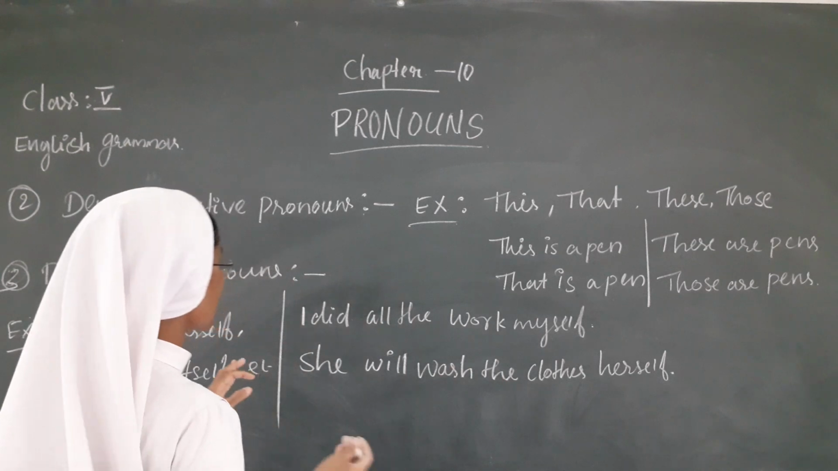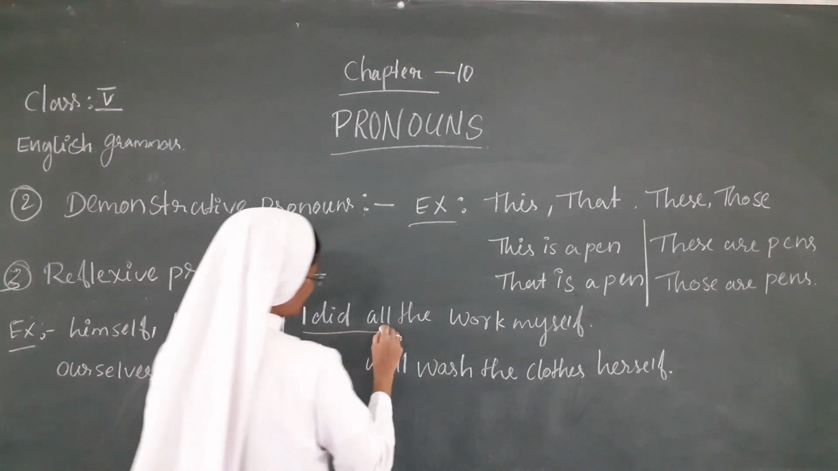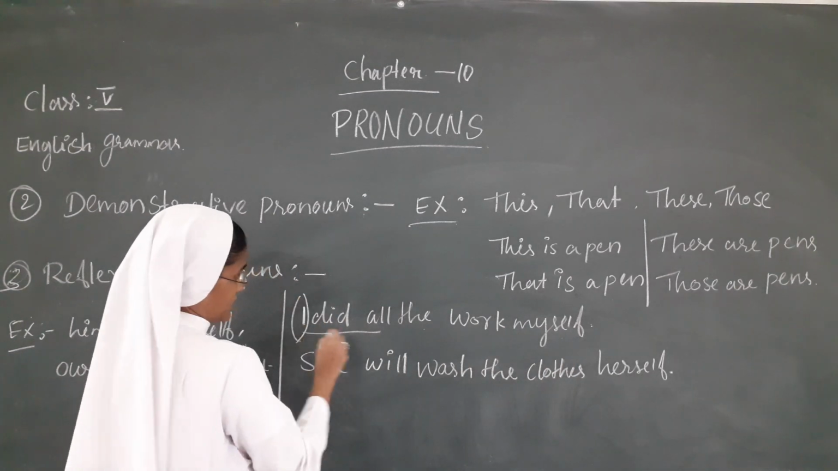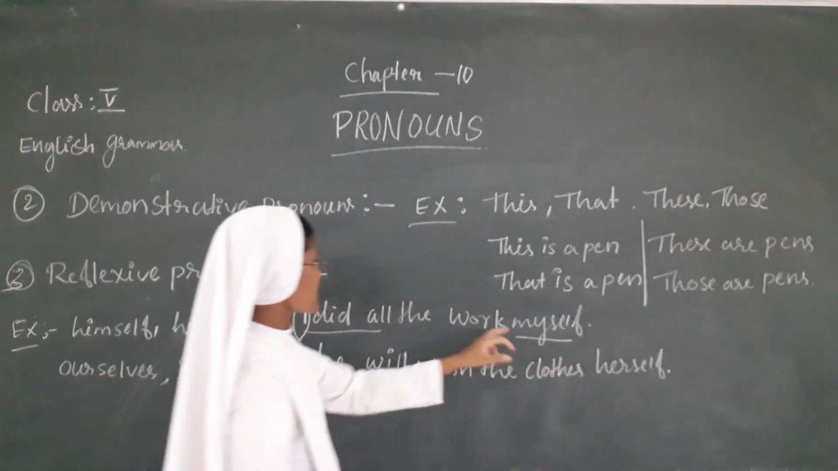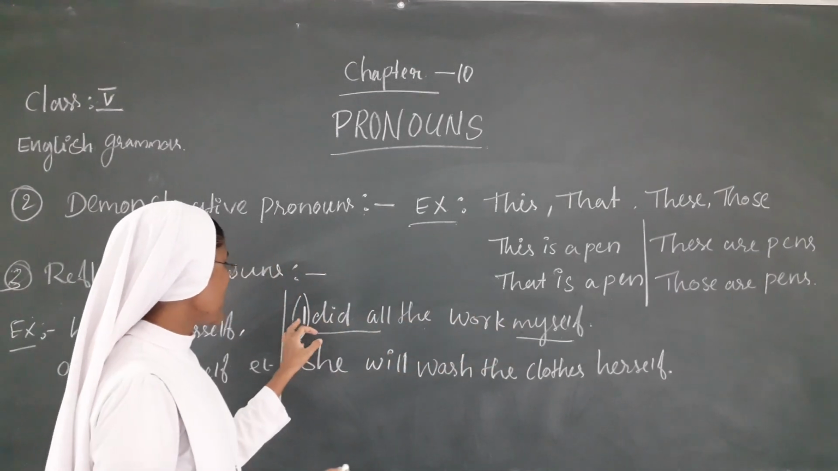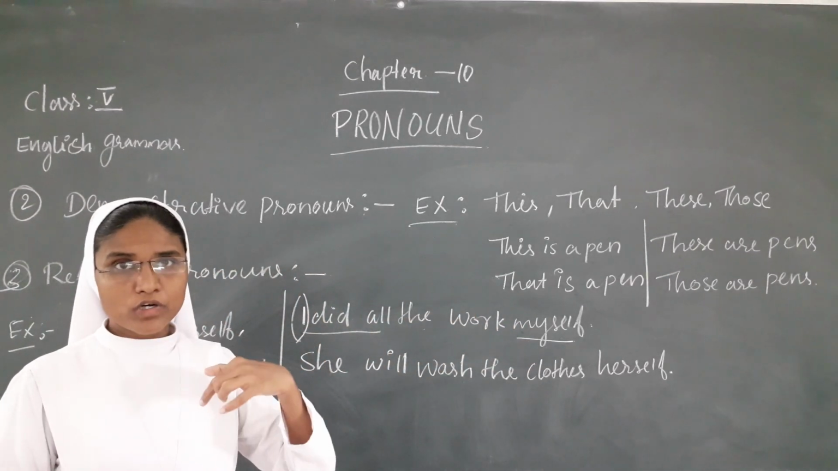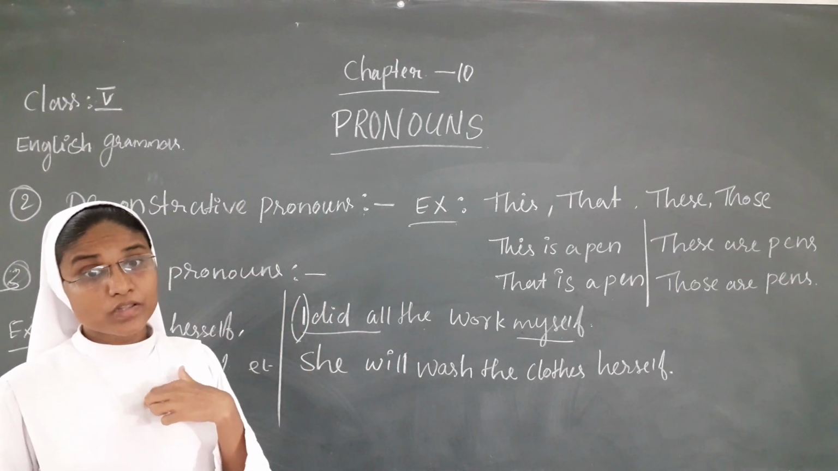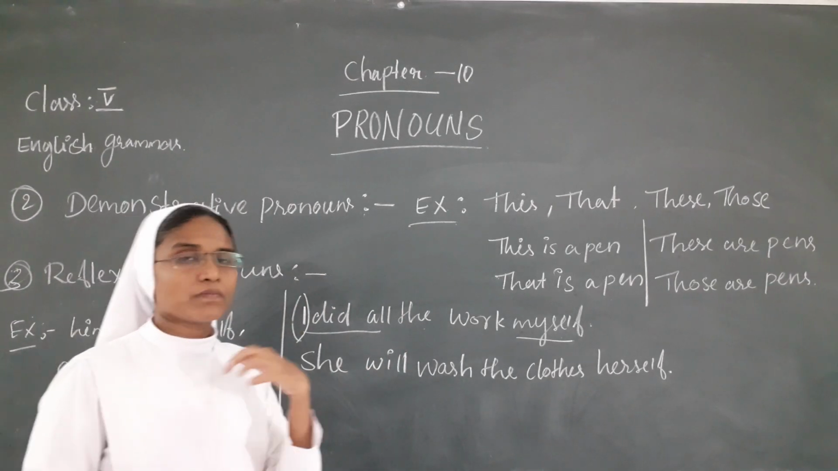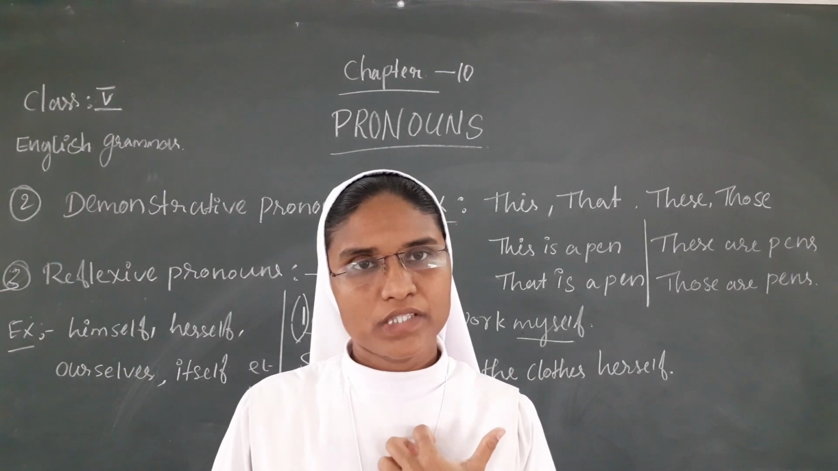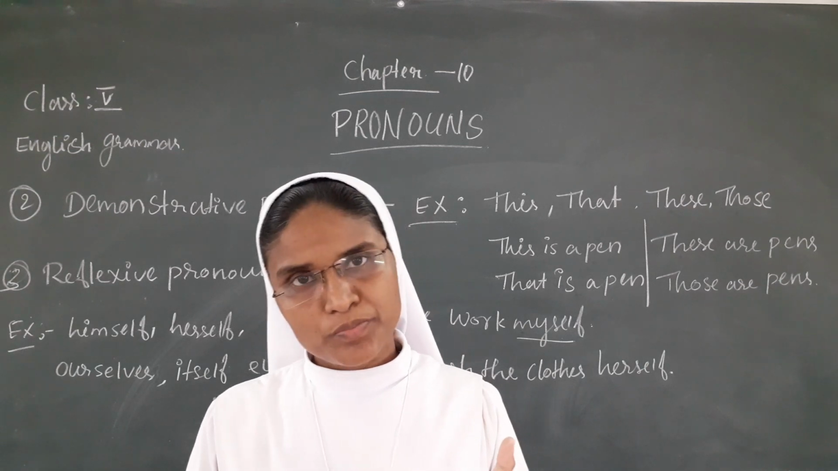Just listen to a sentence. I did all this work myself. I and myself, these are the same. I did all the work for myself. I have done the work not for others, for me. That we call the reflexive pronouns. The work whatever I have done, I did for me. That we call the reflexive pronouns.